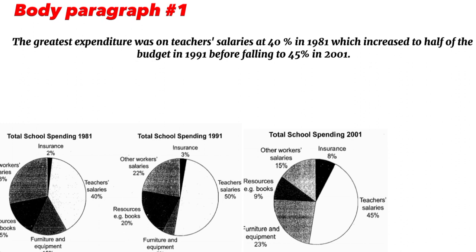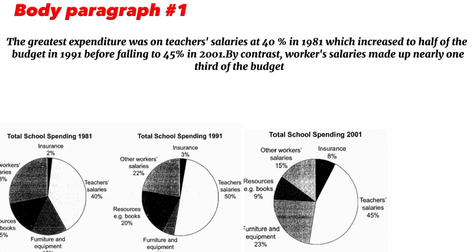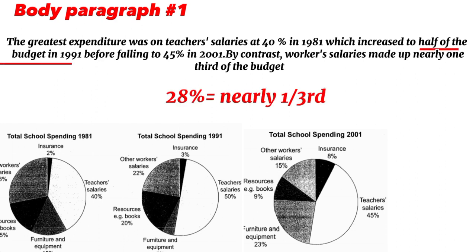to the bottom one. First start with the teacher's salary, then the worker's salary, which is the second largest constituent of the budget. So here we'll be writing, by contrast, the worker's salary made up nearly 1/3 of the budget. Instead of 28%, I have written 1/3. That translates to 30%. But I mentioned nearly as well, so it can be considered the same as 28%.